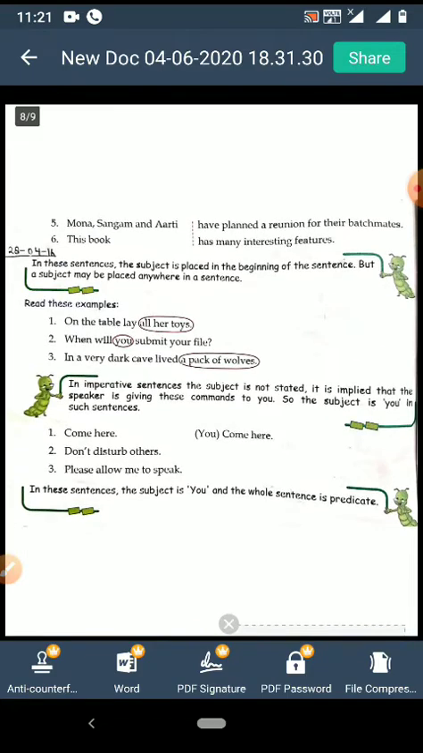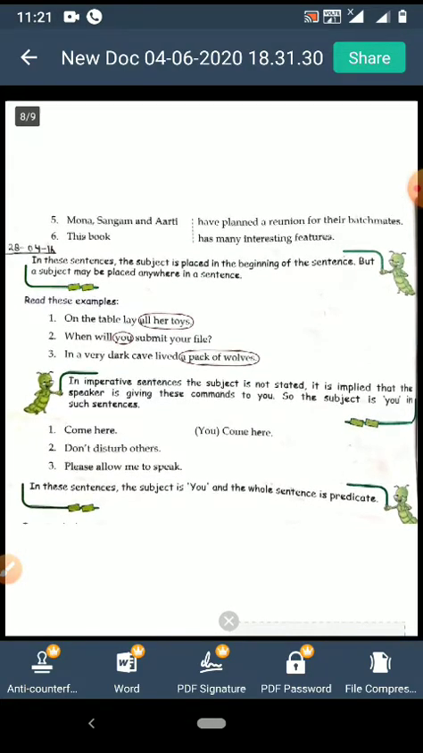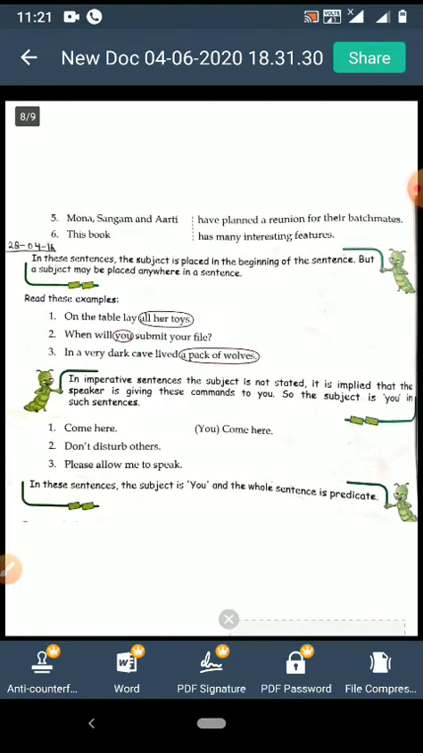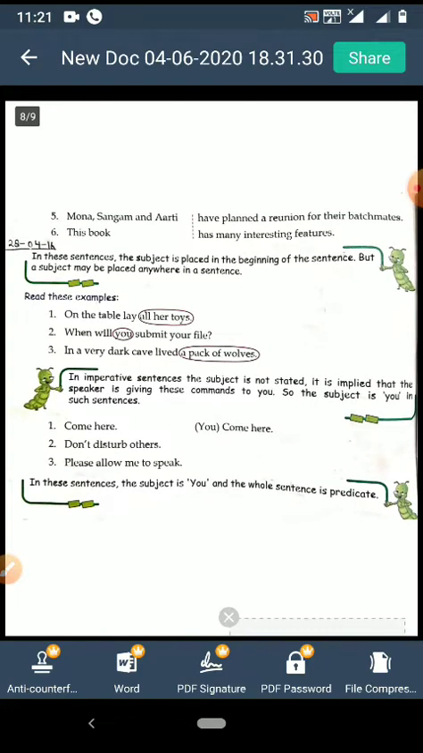Now, let's look at the examples. On the table lay all her toys. Now, we're talking about all her toys. So, that is the subject, while the rest of the sentence is the predicate. When will you submit your file? Now, here the speaker is talking to you. So, you is the subject in this particular sentence number 2, while the rest of the sentence is the predicate.